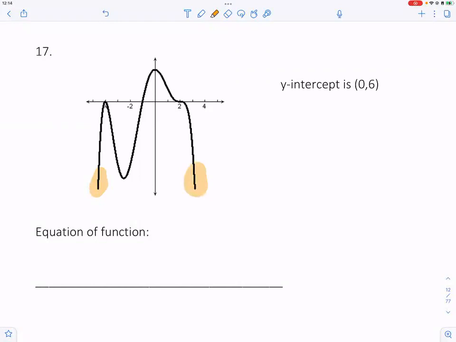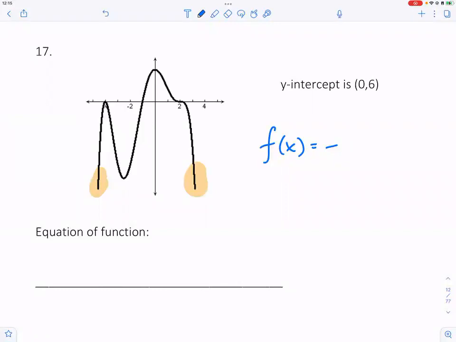That gives us the idea that it must be negative, and the overall degree must be even. Now the key to finding this equation is: do you know how to interpret the roots? Do you know how to interpret the behavior of the graph right at the roots?